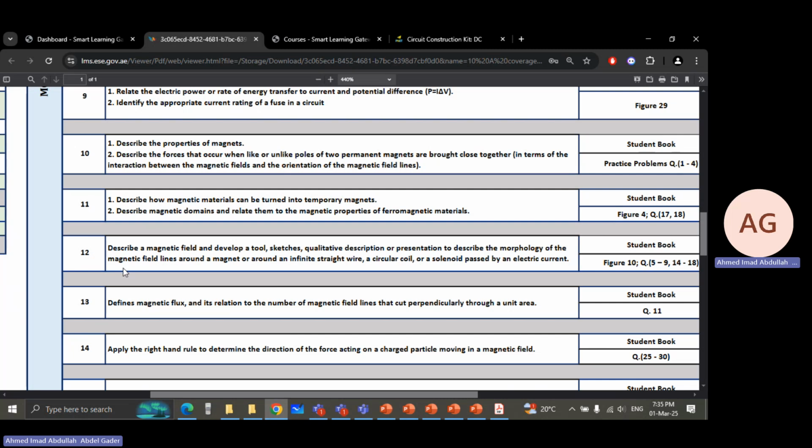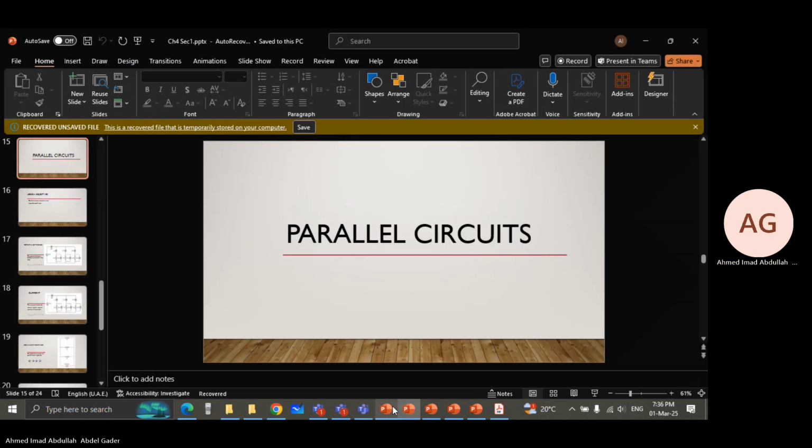Okay, for question number 11: describe how magnetic materials can be turned into temporary magnets. Describe magnetic domains and relate them to magnetic properties of ferromagnetic materials.